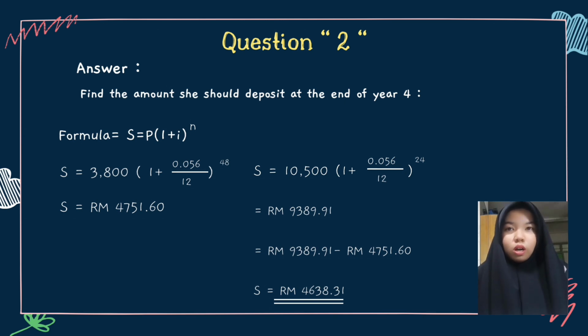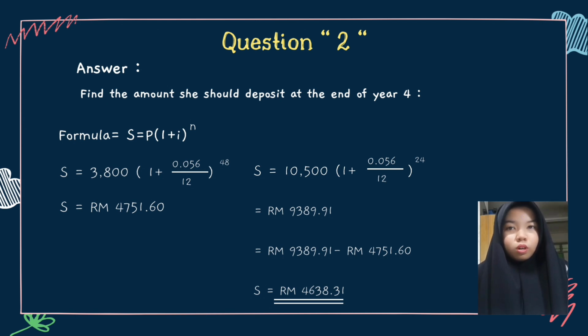So first let's look at our first calculation. We have a principal amount of 3,800 ringgit. The annual interest rate is 5.6% compounded monthly. The total number of compounding periods is 48. After calculation, we get a future value of 4,751 ringgit and 60 cents.